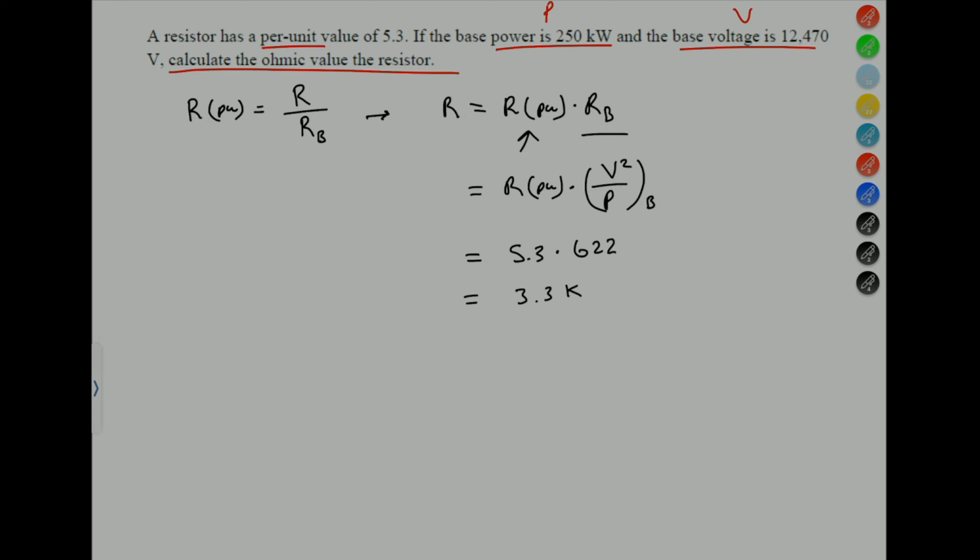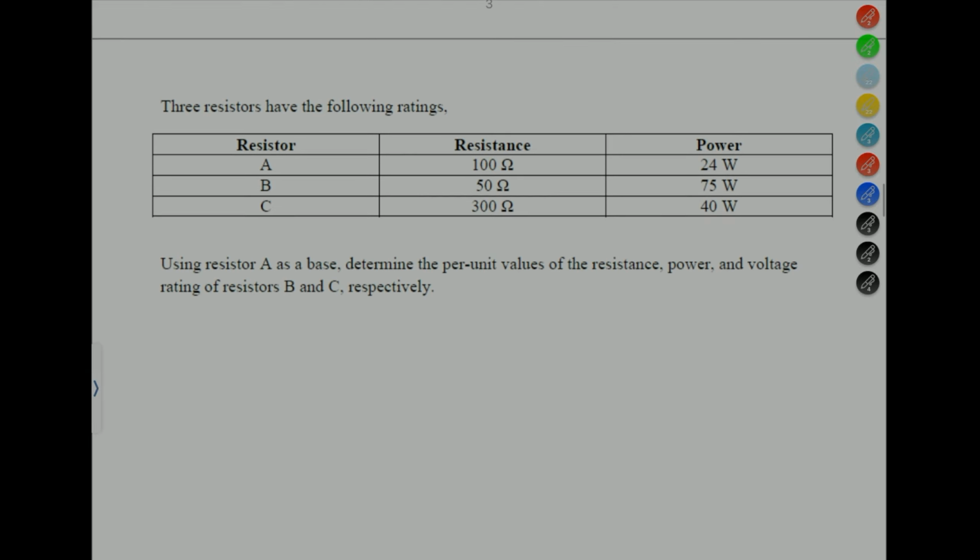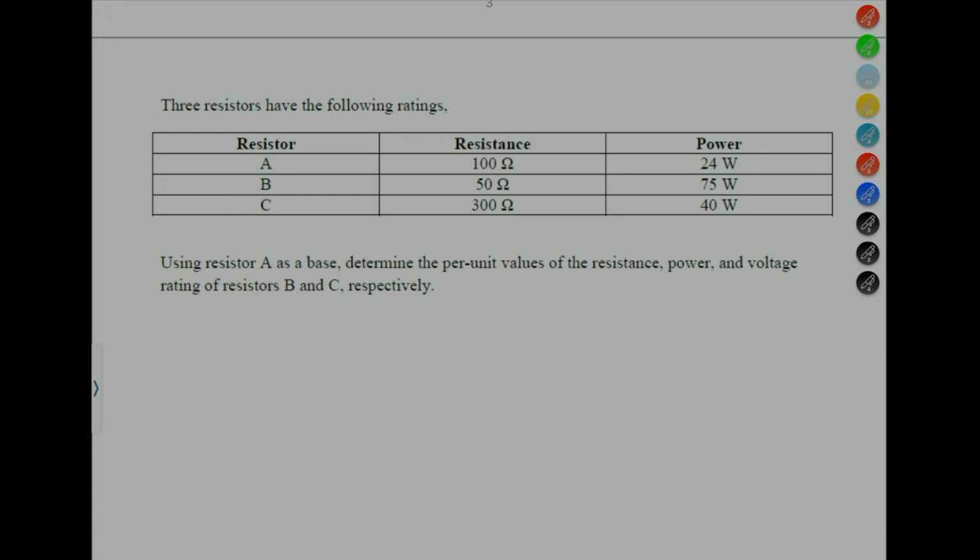The ohmic sign, the ohm sign, is hard for me to draw. If I draw it slowly, it might be a little bit better, but I'm not going to spend time drawing that. So here our ohmic value for our resistor is equal to 3.3 K. We can just save that problem.